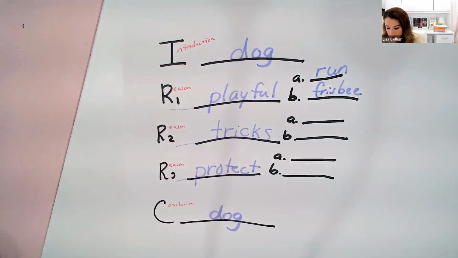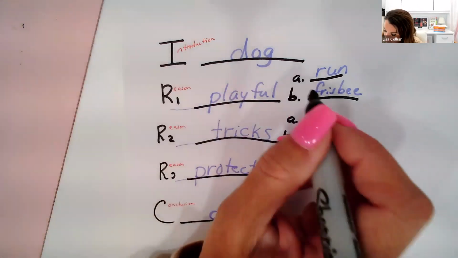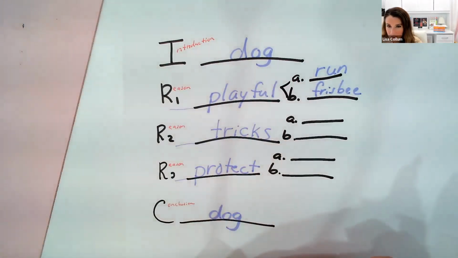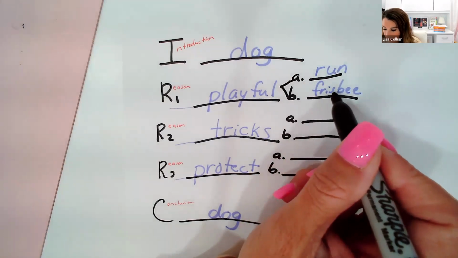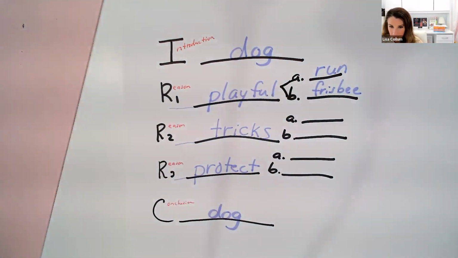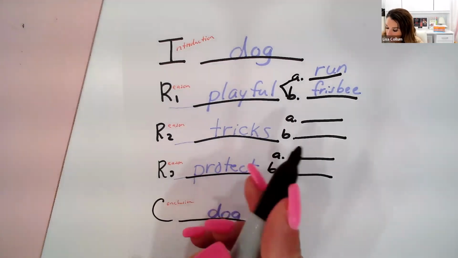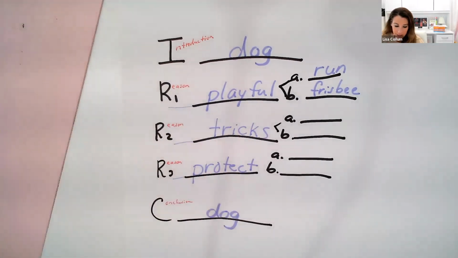So these are two examples of how dogs are playful. The first one is they run with you, and the second one is they play Frisbee. That's how they're playful. Now I've got to come up with two things about tricks. What are two examples of tricks I can talk about?